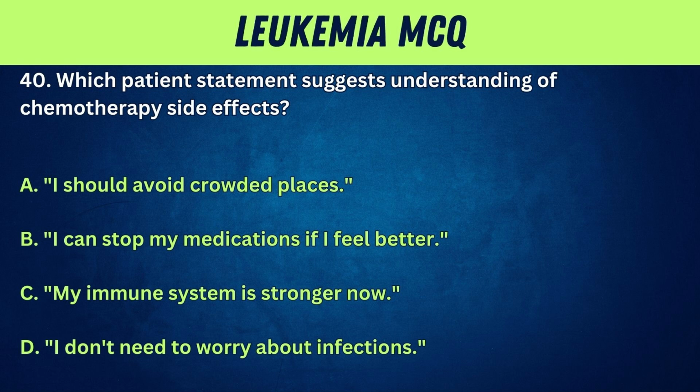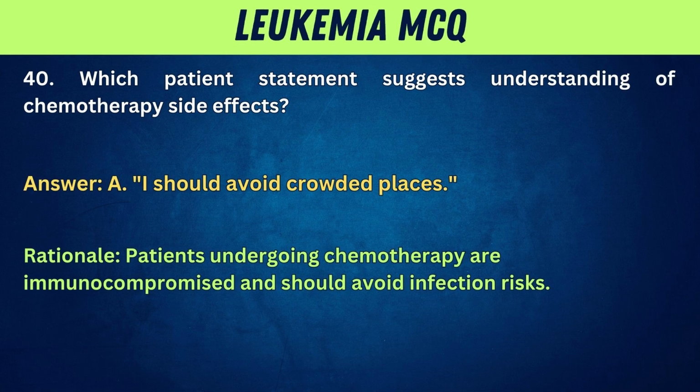40. Which patient statement suggests understanding of chemotherapy side effects? A. I should avoid crowded places. B. I can stop my medications if I feel better. C. My immune system is stronger now. D. I don't need to worry about infections. Answer: A. I should avoid crowded places. Rationale: Patients undergoing chemotherapy are immunocompromised and should avoid infection risks.